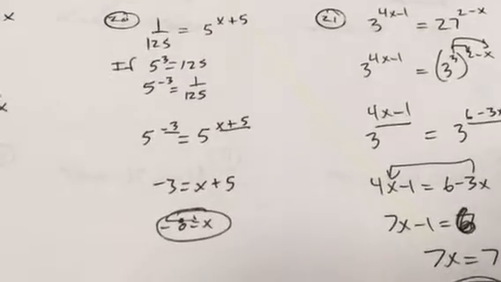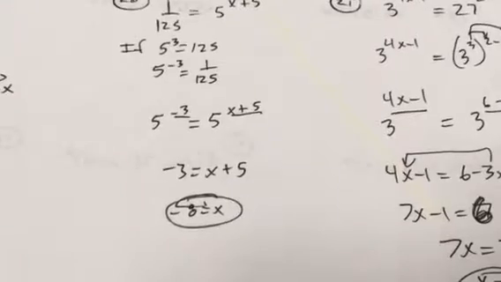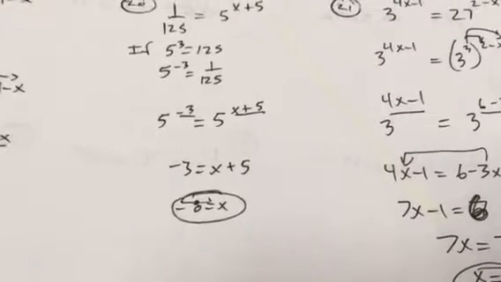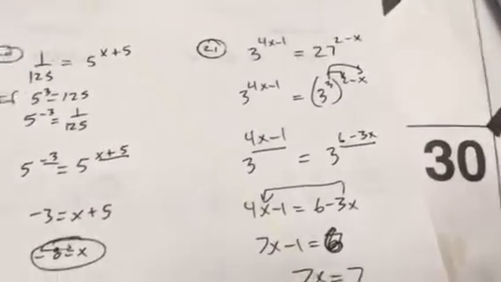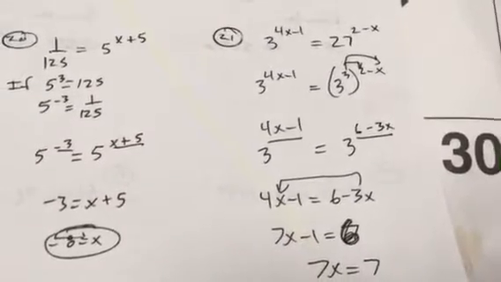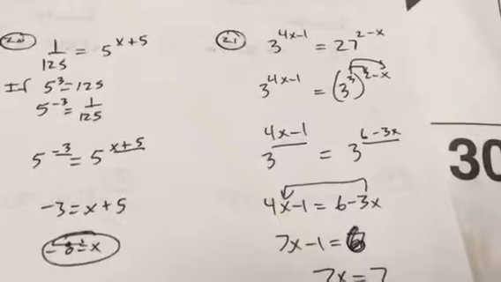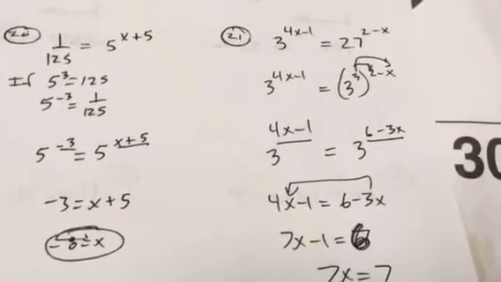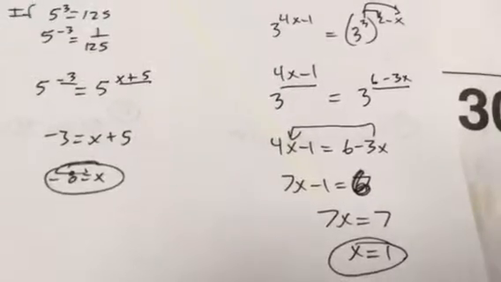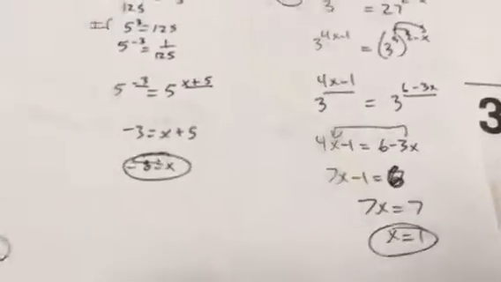Guys, if 125 is 5 to the third, 1 over 125 is 5 to the negative third. So set the exponents equal to each other. X is negative 8. 21 might be one of the hardest ones, just like 19 there. Get 27 to be base 3. 3 to the third, power to a power. You multiply the powers. When the bases are equal, set the exponents equal to each other. You get x is 1.